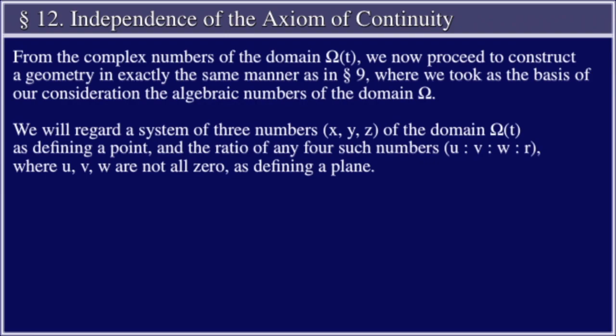From the complex numbers of the domain Ω(t), we now proceed to construct a geometry in exactly the same manner as in Section 9, where we took as our basis of consideration the algebraic numbers of Ω. We will regard a system of three numbers x, y, and z of the domain Ω(t) as defining a point, and the ratio of any four such numbers u, v, w, and r, where u, v, w are not all 0, as defining a plane.